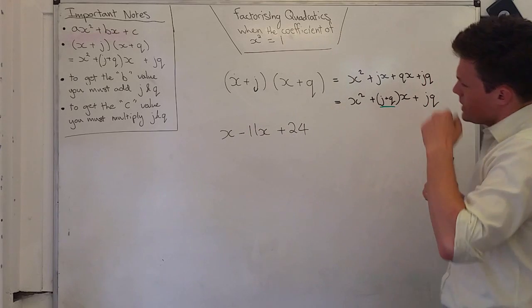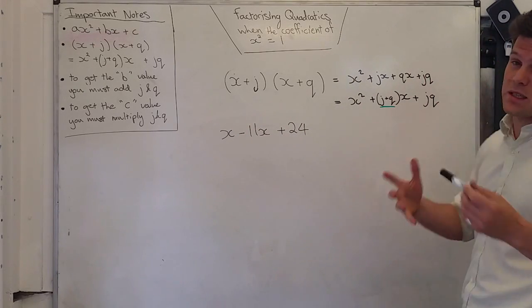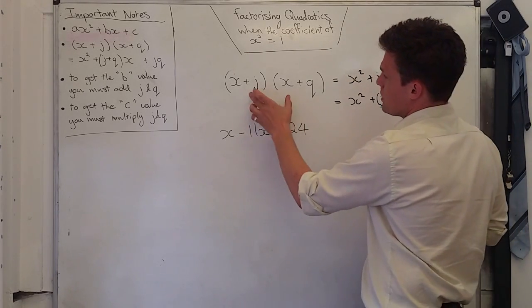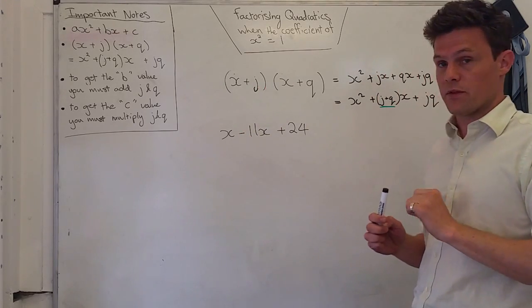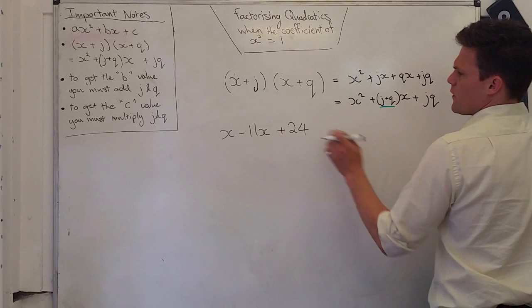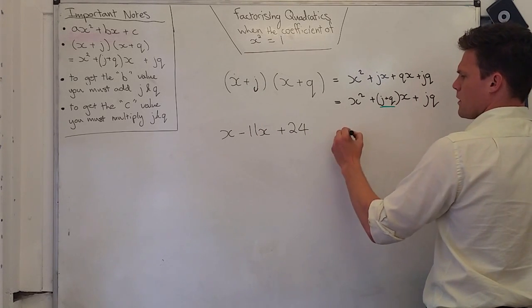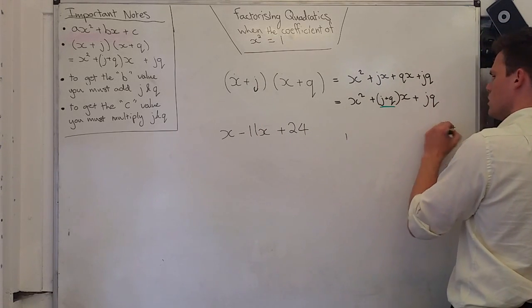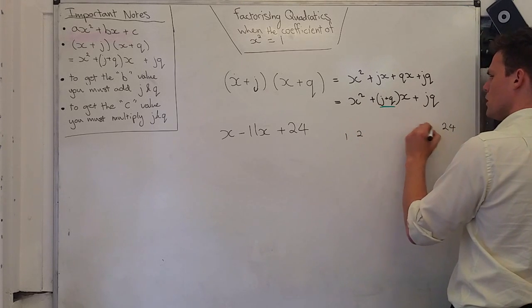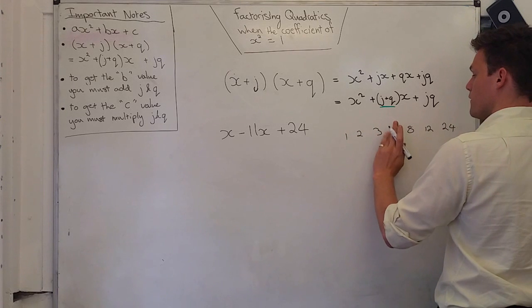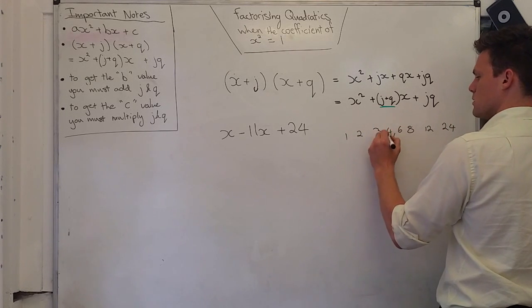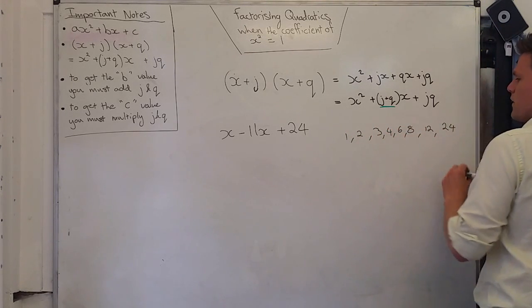Right. Now I need to think, it's pretty much the same thing, but when I start doing my sum of j and q, I need to think, what is going to get me negative 11? Okay, so if I think of my factors of 24, I've got 1 and 24, 2 and 12, 3 and 8, 4 and 6. Right, so there are my factors of 24.